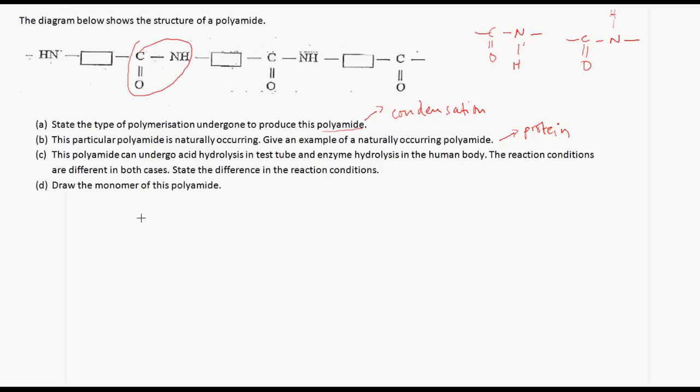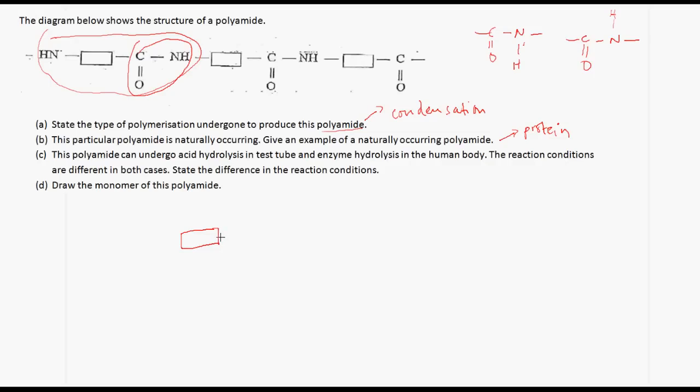And the last part asks to draw the monomer of this polyamide. Now, to draw the monomer, if you look, you will realize that the molecule that is repeating is this. Polyamide, now this block here is just a symbol. It's used as a simplification of the molecule, so don't get confused with it.